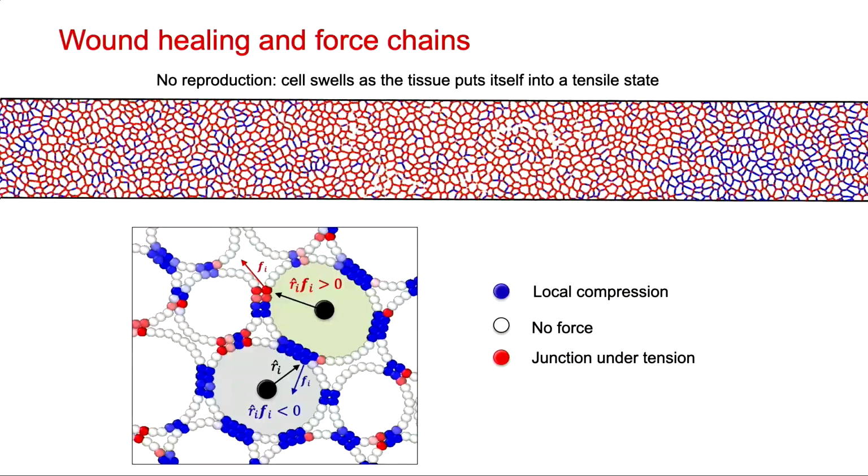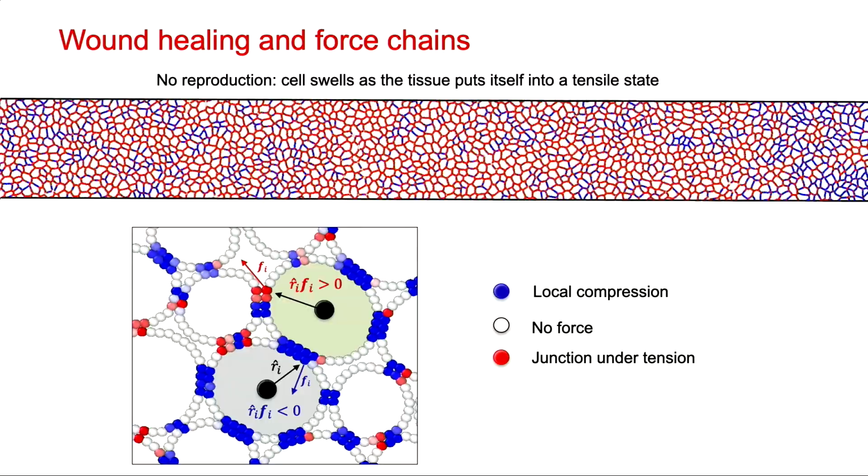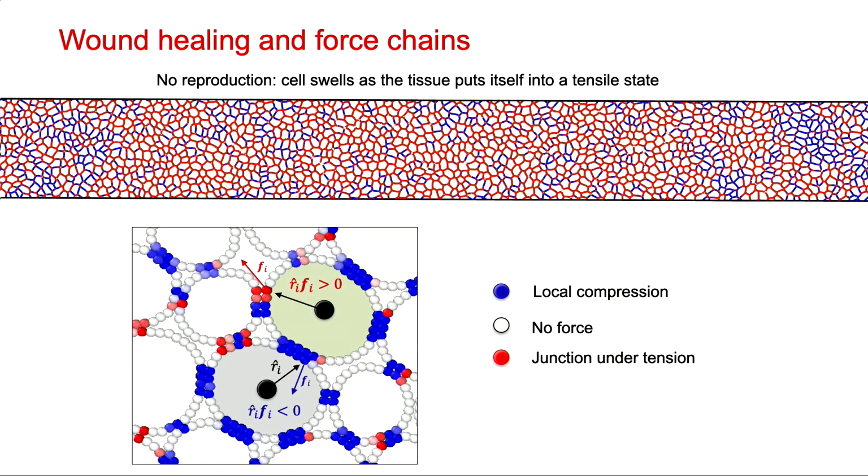Okay? So contact inhibition is a mechanism by which tissues dislike density fluctuation so much that, at least in this model, they put themselves under tension to suppress them. This is what they are going to do, which is, of course, not standard.